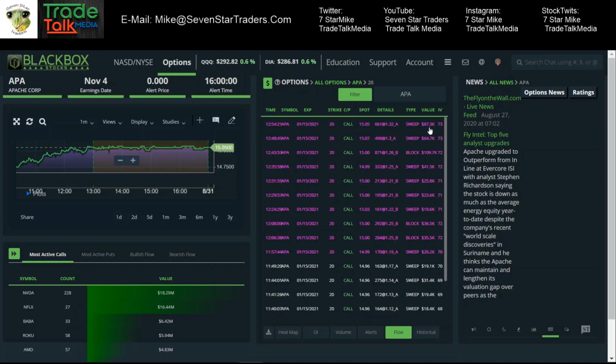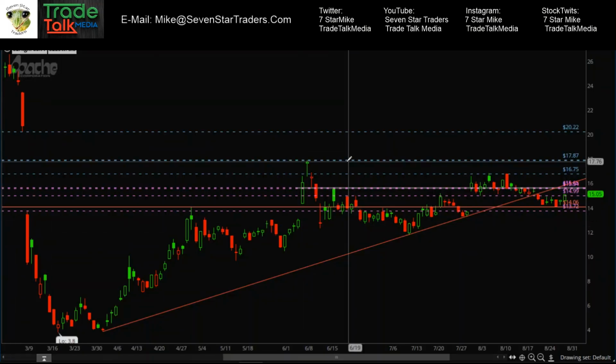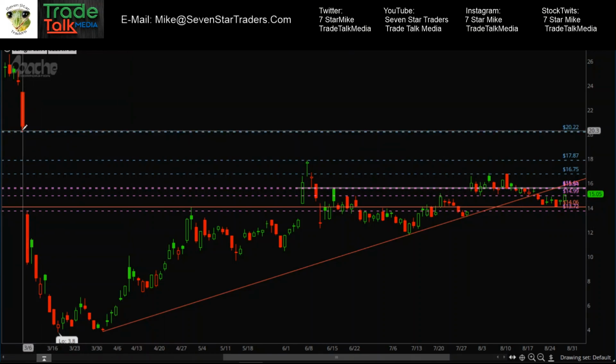This one for $87,000. 64,000, 109,000. So the dollar amounts are starting to increase a little bit. Remember, these are all the January 15th $20 calls. That's why I'm selecting that as the contract. And if we go back over here, this gap fill right here is $20.22. So that $20 contract makes sense.